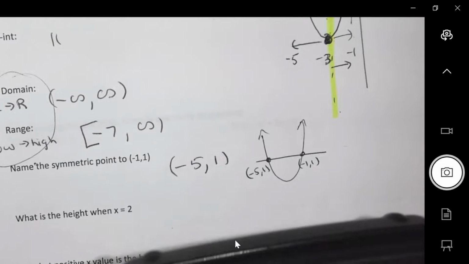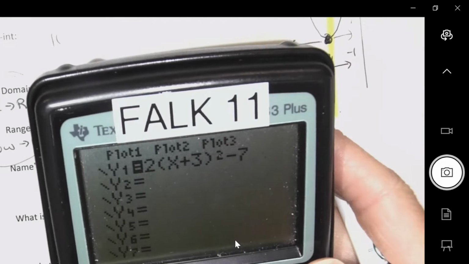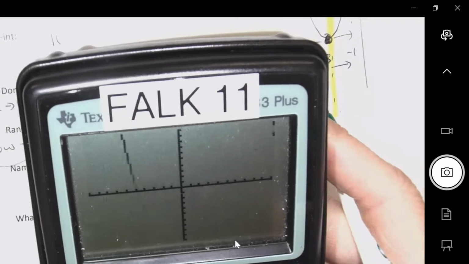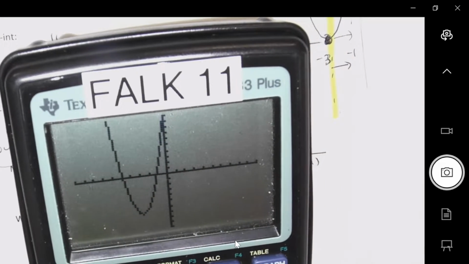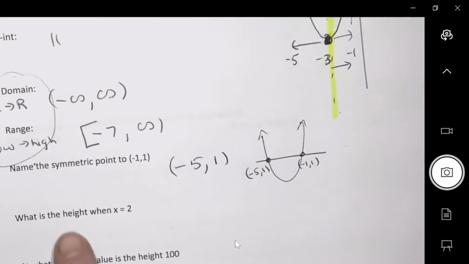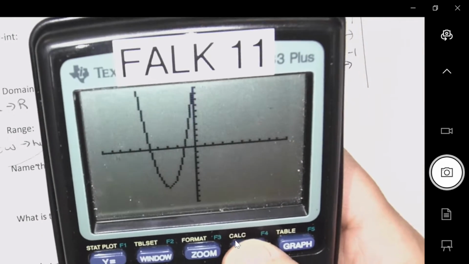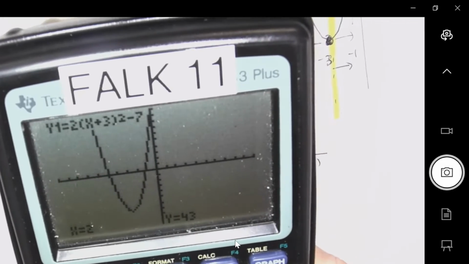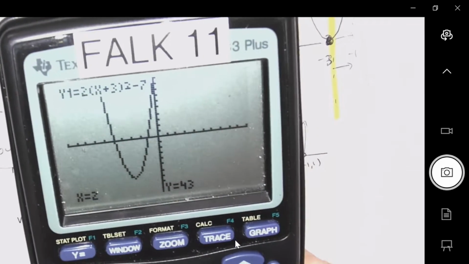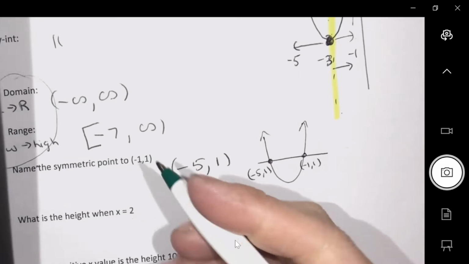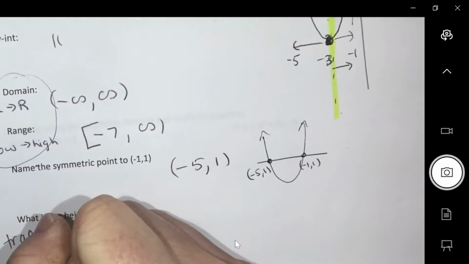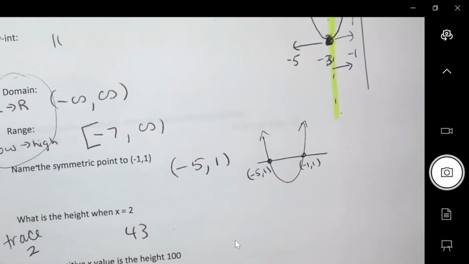Okay, I'm going to get that out of there. So I'm just going to delete that line just to go back to this. Okay, what is the height when x equals 2? So on those, you can just go trace 2. You can tell your mouse to go to the 2. So trace 2. So the height is 43. So when I have an x and I want a y, I just tell my mouse to go there.